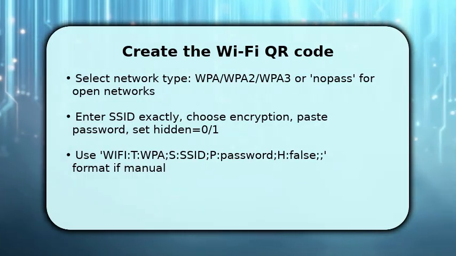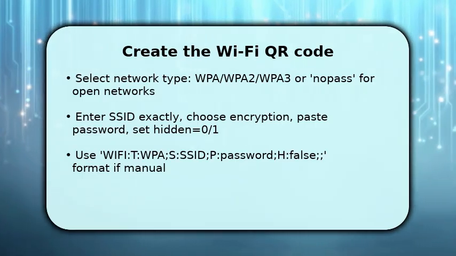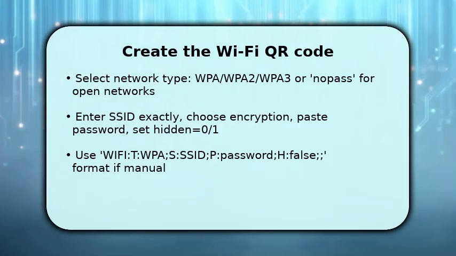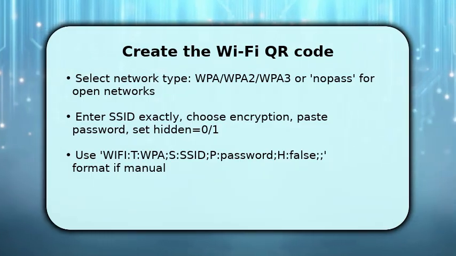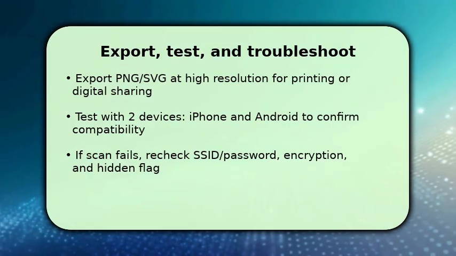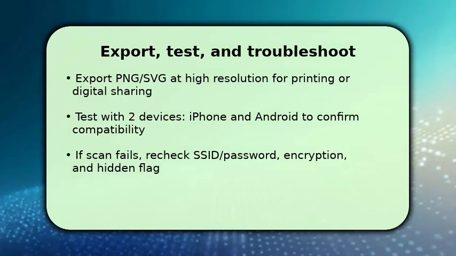For advanced control, construct the string manually using the Wi-Fi schema so multiple tools accept it. Once the string or form is ready, hit Generate and preview the QR to confirm it encodes the right text before exporting. Finish by exporting a high-resolution PNG or SVG so the code scans reliably from print and screen.